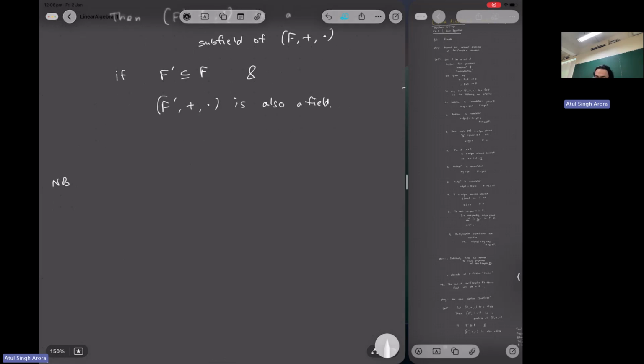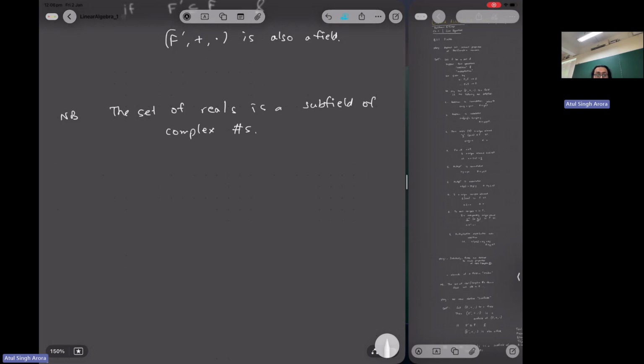All right. So the next note is that the set of reals is a subfield of the complex numbers. Okay. There's a little remark about notation, which is that sometimes we will use F instead of writing the entire tuple, F with its operations. Just for brevity, it's easy.